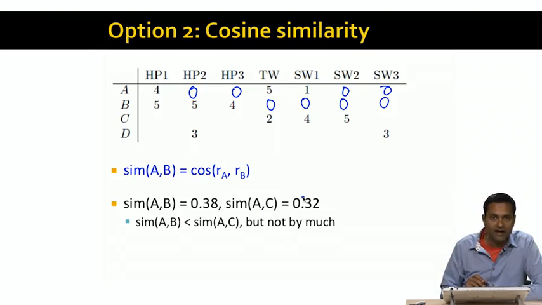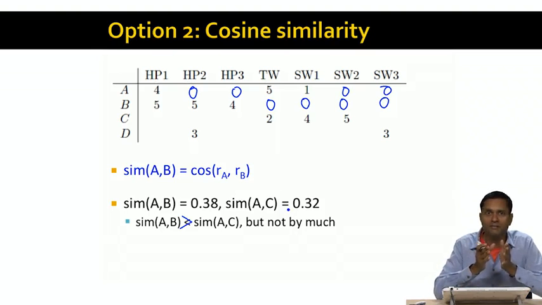Notice, in fact, that this captures the fact that the similarity of A and B is greater than the similarity of A and C, as we wanted. But it's not by much. The similarities are very close to each other. It just so happens that the similarity of A and B is marginally greater than the similarity of A and C, which we wanted. Although this still doesn't seem to capture that A and B are much more similar to each other than A and C are.